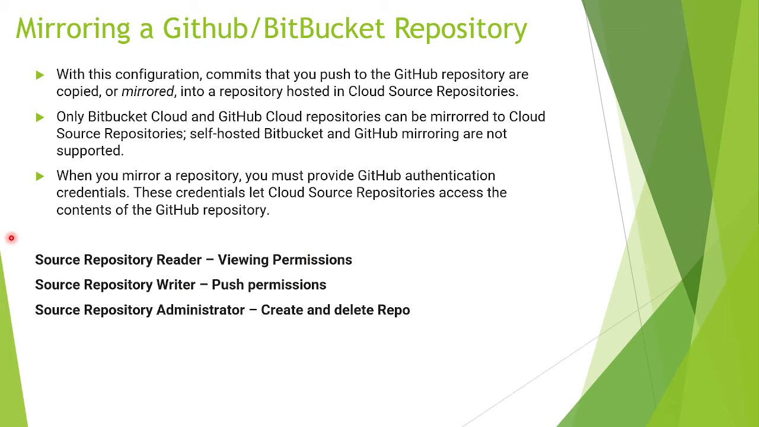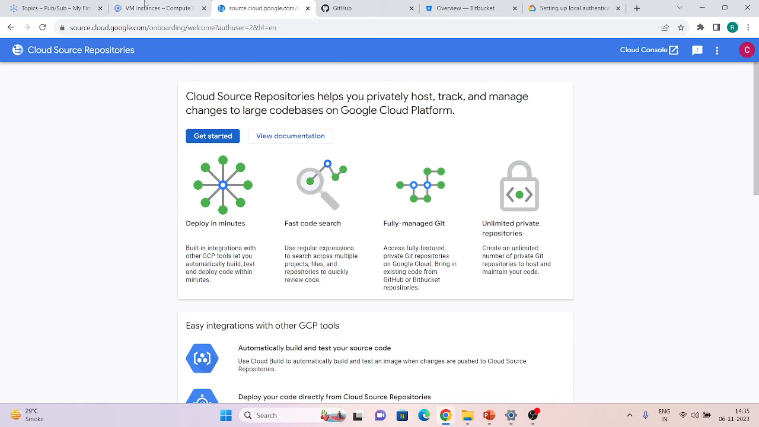These are some permissions which we can see. If you give someone the reader permission, they have only viewing permissions. The writer has viewing plus push permissions, if they have to push some code. And the administrator can create and delete repos, if someone has to create them. We will see all of these in the upcoming demo. So let's move into the demo and see.